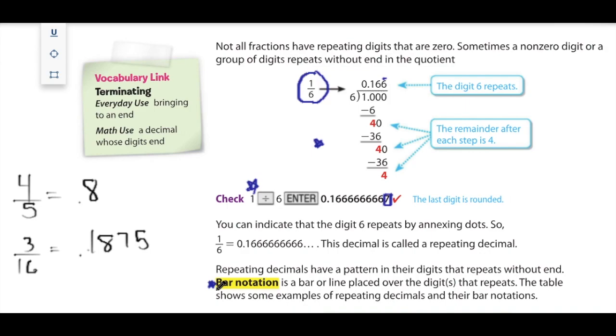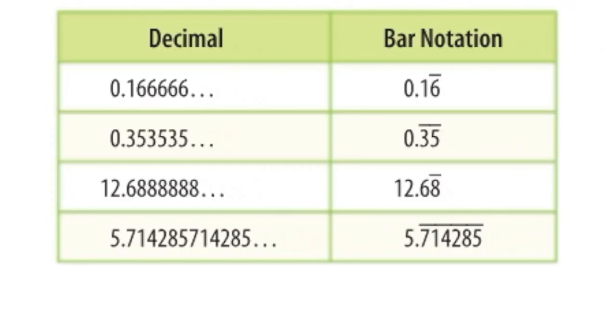For repeating decimals, we are going to use something called bar notation. It's a bar or a line that is placed over the digit or digits that repeat. Notice in the table that 0.1666 repeating is shown in bar notation as 0.16 with the bar above the 6 only. 0.353535 has the bar over the 2 digits. And for 12.68 repeating, the 8 has the bar above it. And for the last example there, the bar is over all of the digits that repeat.